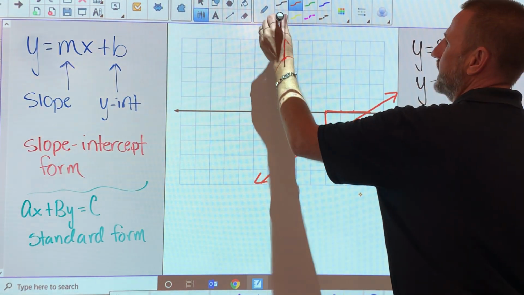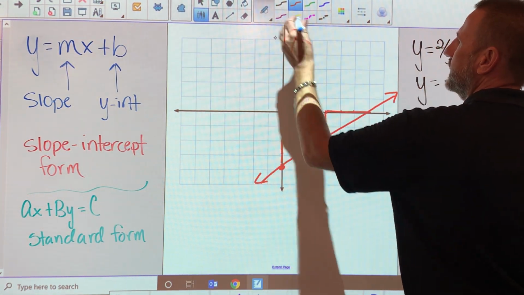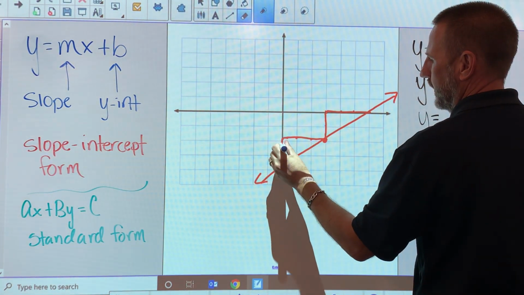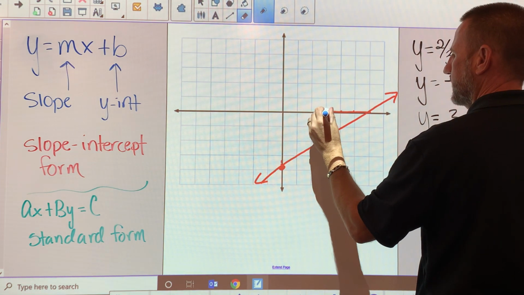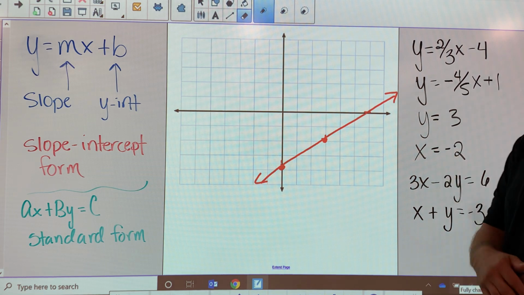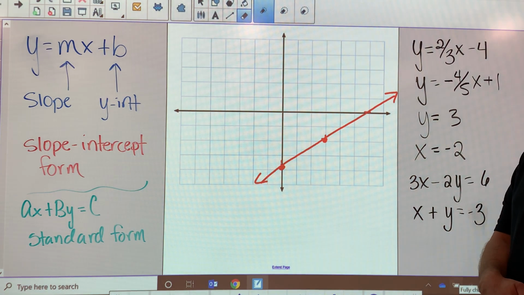Obviously, we don't really need all of this. We don't need my little staircase. I like to put it there just so it's easier to remember, but I don't really need the staircase. It graphs the line y equals 2/3 x minus 4.